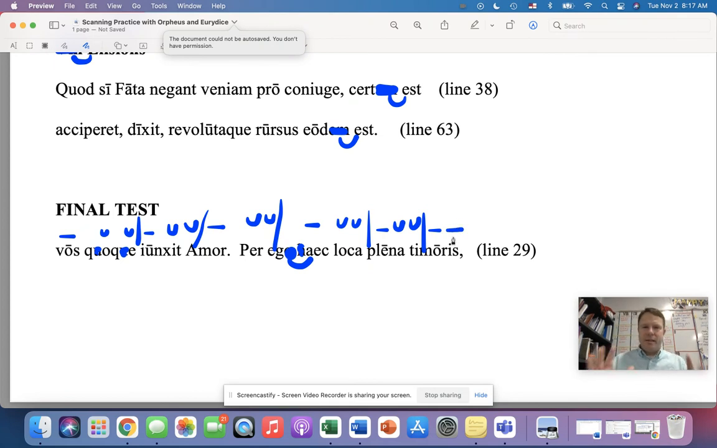Okay, so that is your basic scanning tutorial, even with some of those exceptions. We will keep practicing, and soon this is going to be a piece of cake.